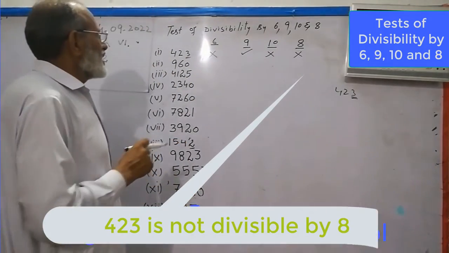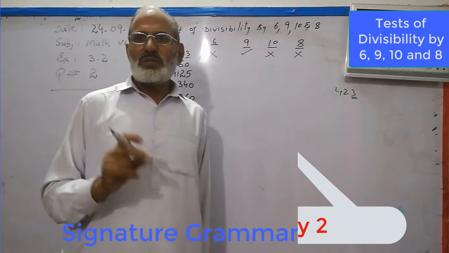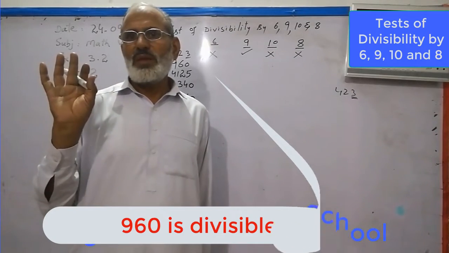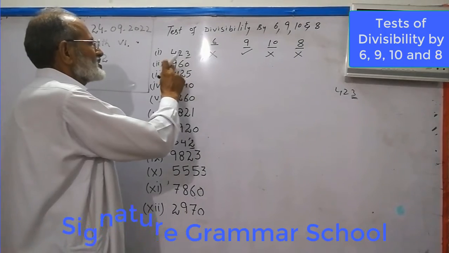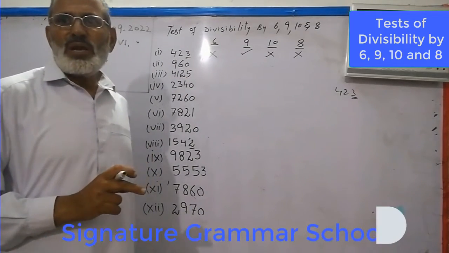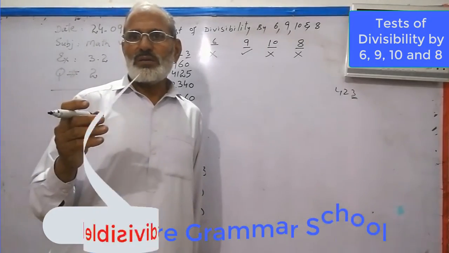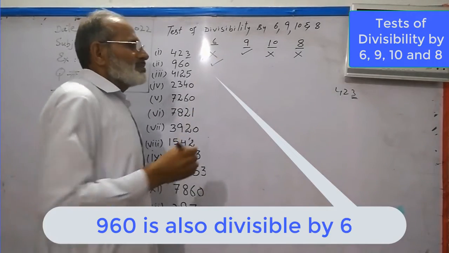Coming toward the second value, here it is 0. Whenever there is 0 at the unit place, that value is divisible by 2. So the first condition is fulfilled. Now for the second condition, if I take the sum total of the digits, that's 6 and 9, it becomes 15, and 15 comes in the table of 3. So both the conditions are met here. Therefore, this value is also divisible by 6.